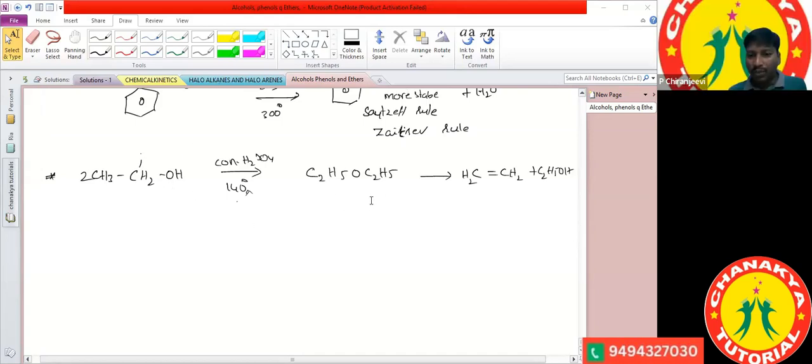Right. So that's why, whenever you heat at high temperature, it undergoes an elimination reaction and forms an alkene. Okay. So now you got the clarity. This is the reaction condition we are having here. Based on temperature, whenever you are writing the products, you have to check the temperature also.